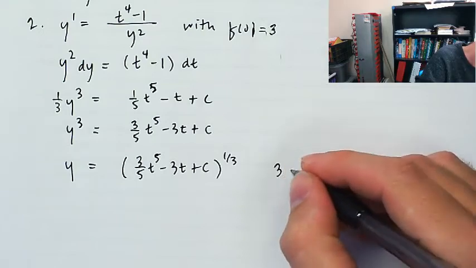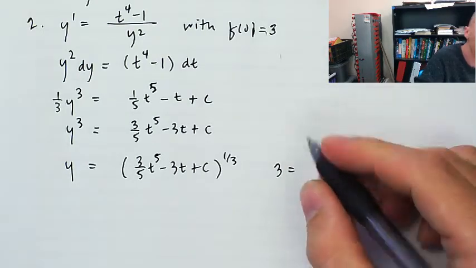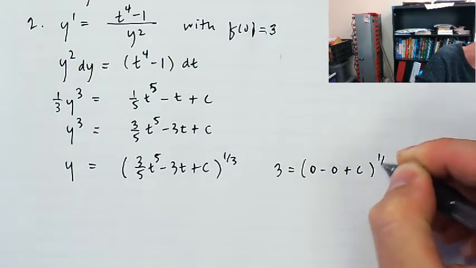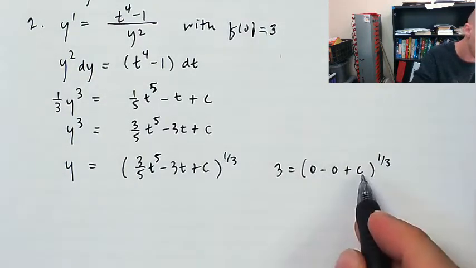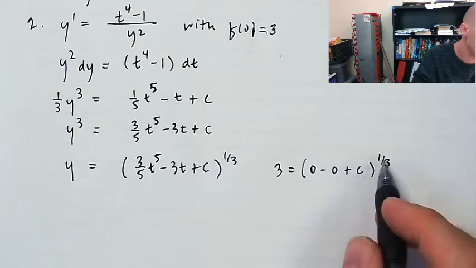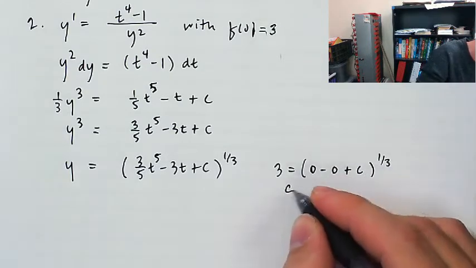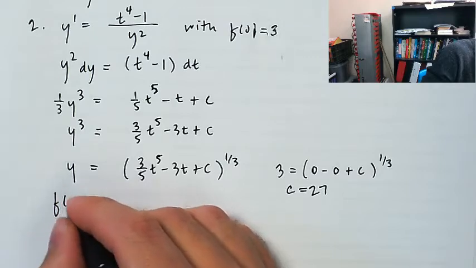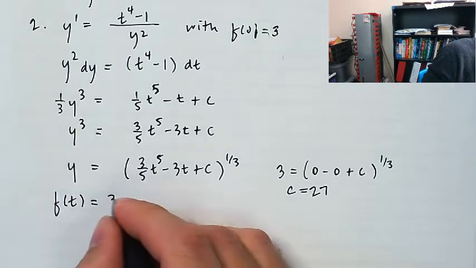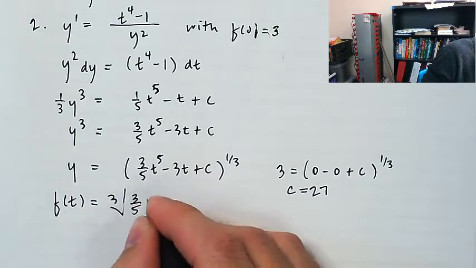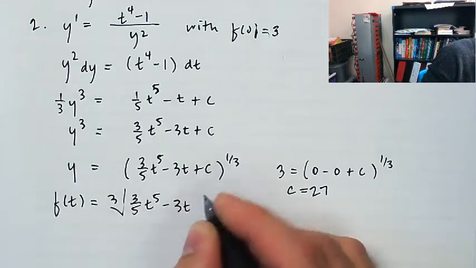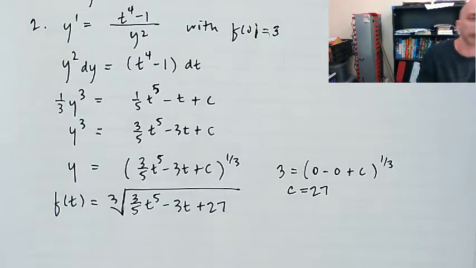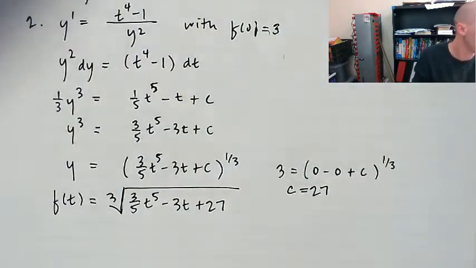So now I'm going to use my initial condition. I'm going to say 3 comes back when t is equal to 0. So 3 is going to be equal to (3/5 of 0 minus 3 zeros plus c) to the 1/3. Okay, so I could cube both sides to solve for c, or I could think, okay, I need to take the cube root of 27 to get 3. Either way, we're going to see that c is equal to 27. And then we can say that f of t, our particular solution, is the cube root of 3/5 t to the 5 minus 3t plus 27. And yeah, that's a good particular solution.